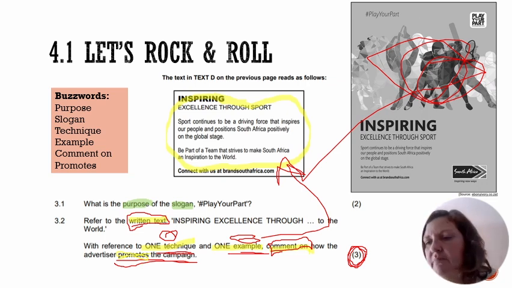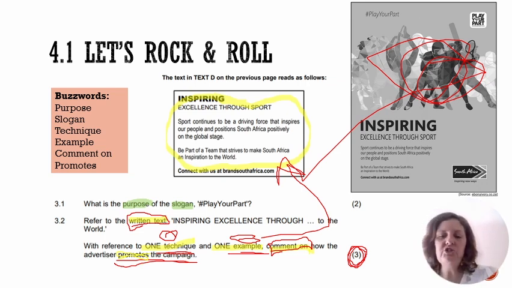If you go and have a look at your memo, some of the other things that you could have discussed is the blocked capitals of key words like inspiring and excellence and sport to get the reader focused on the main message. You could speak about the use of pronouns like us and our, which create a sense of unity and sportsmanship and make us want to be part of the movement. You could have spoken about the repetition of inspiring and inspiration. Remember, repetition always emphasizes the message. And you could have spoken about the fact that it's in the continuous present tense, which shows that sport is something which is moving right now in South Africa.